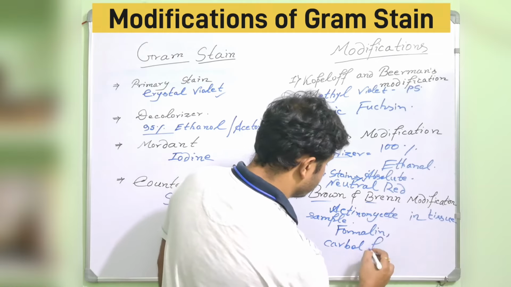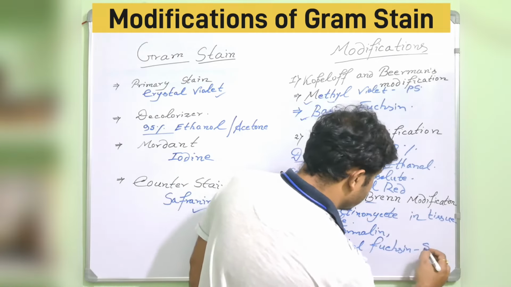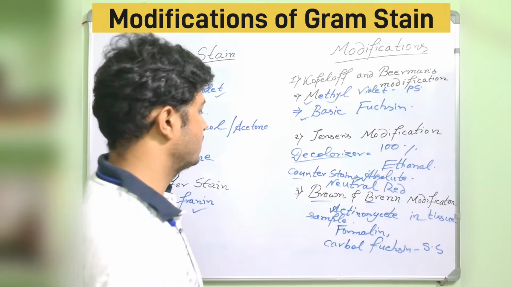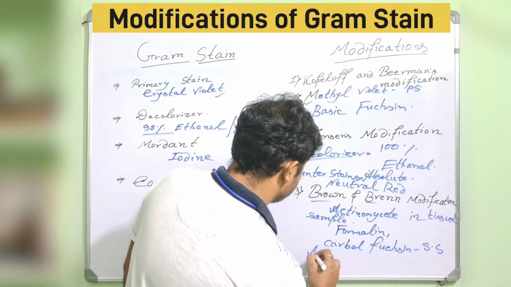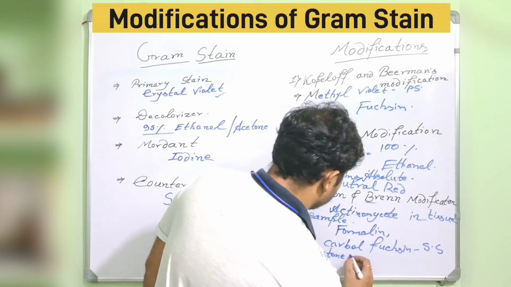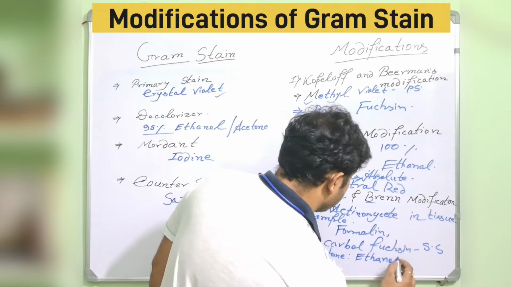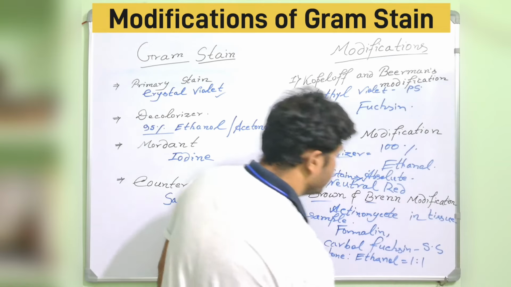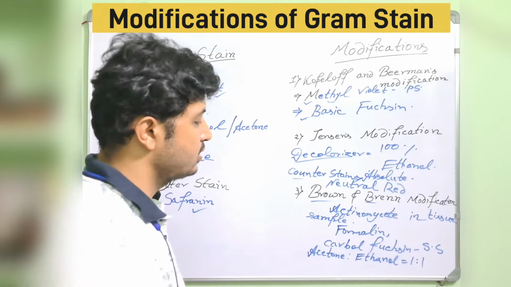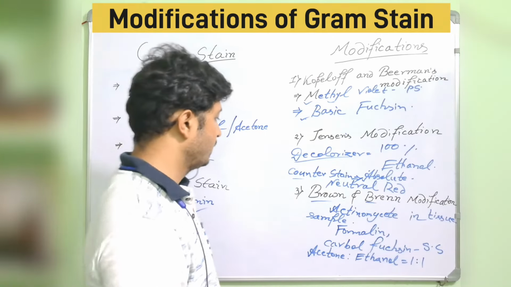carbofuchsin. That is secondary stain, SS. And the decolorizer used here is acetone and ethanol in 1:1 ratio. The decolorizer used here is the acetone and ethanol in 1:1 ratio.